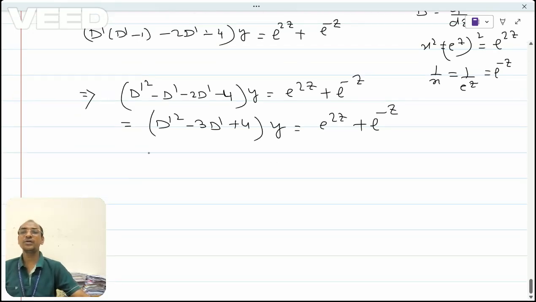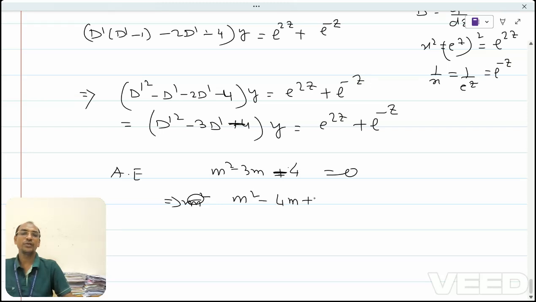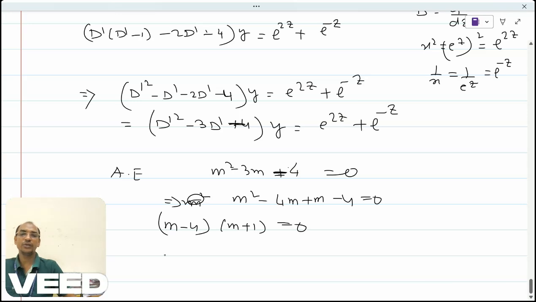Now you see that this is a differential equation with constant coefficients. So we can write the auxiliary equation m^2 - 3m - 4 = 0, and that is equal to m^2 - 4m + m - 4 = 0. That means (m - 4)(m + 1) = 0. m equal to -1 and 4.